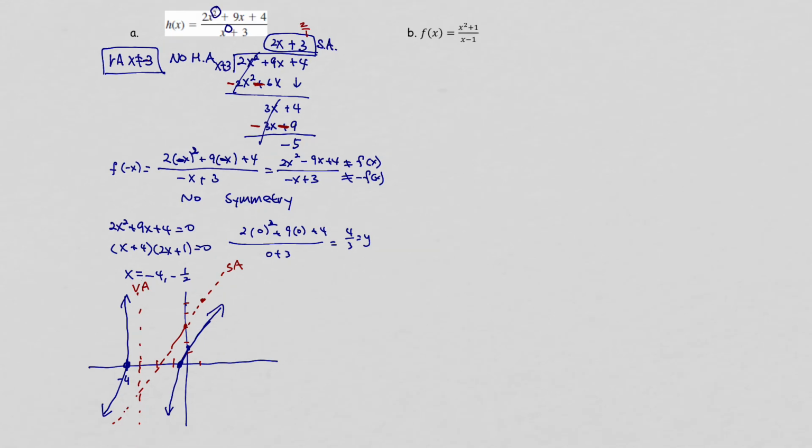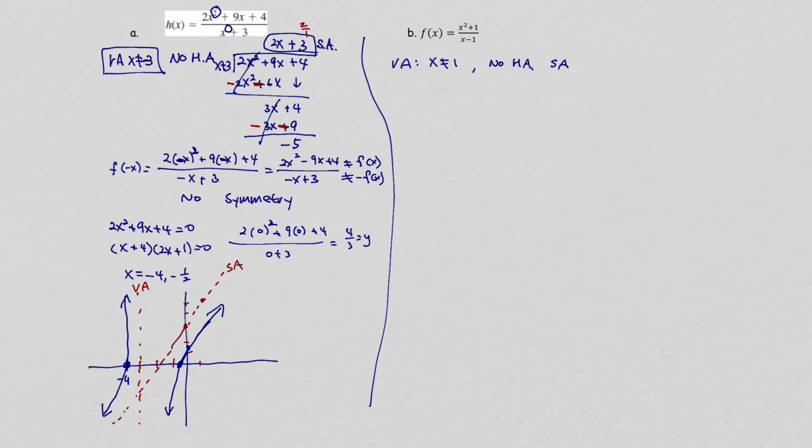I'm going to try one more example. So let's just differentiate. f of x equals x squared plus 1 over x minus 1. So let's do the vertical asymptote. x cannot be equal to 1. There will be no horizontal asymptote. And because the exponent is 1 degree different, you're going to have a slant asymptote.